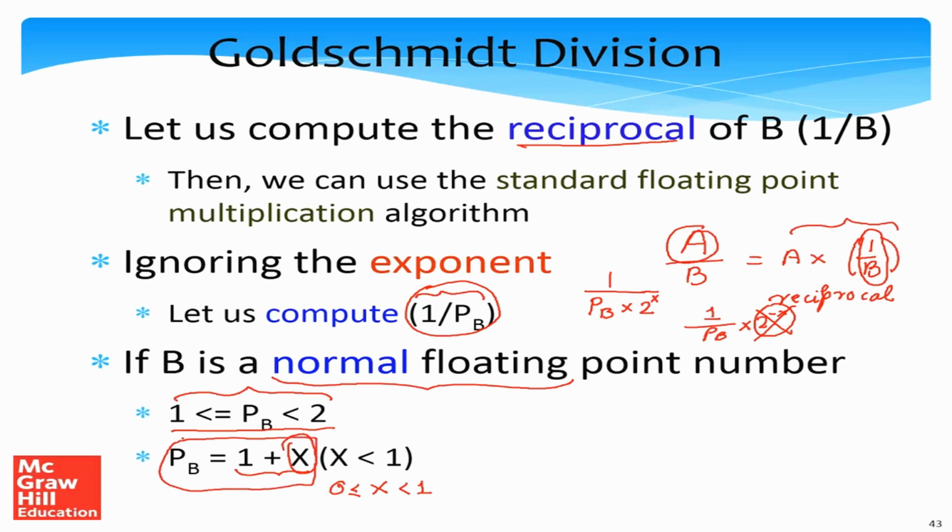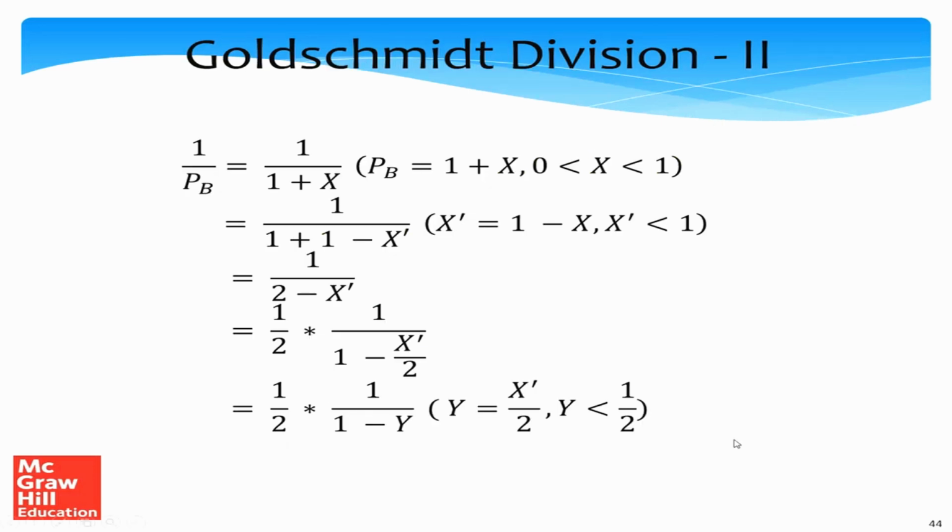Given the fact that this can be done, let us now do some more algebra. The first thing that we will do is that we'll slightly clean up one special case. We have said that 0 is less than or equal to x is less than 1. But look at what happens when x is equal to 0. When x is equal to 0, then the significand is essentially 1. If the significand is 1, the reciprocal of the significand is also 1. So this is a very trivial case and this can be handled separately.